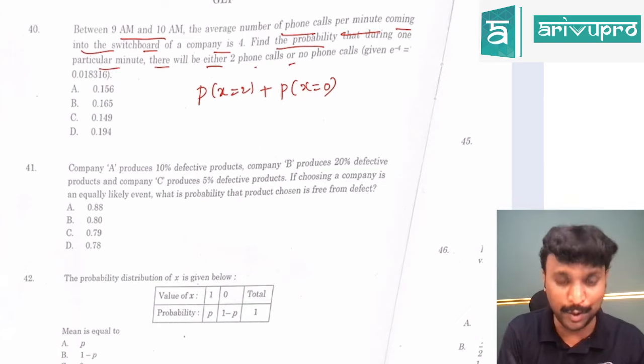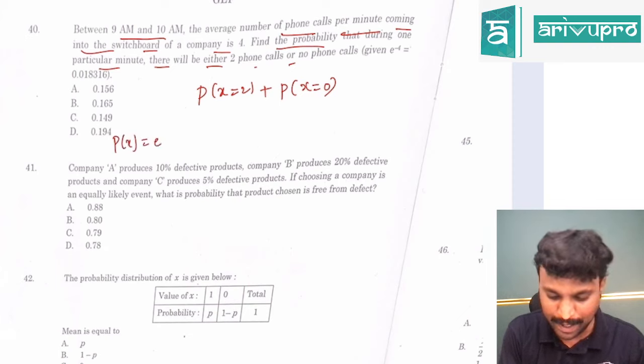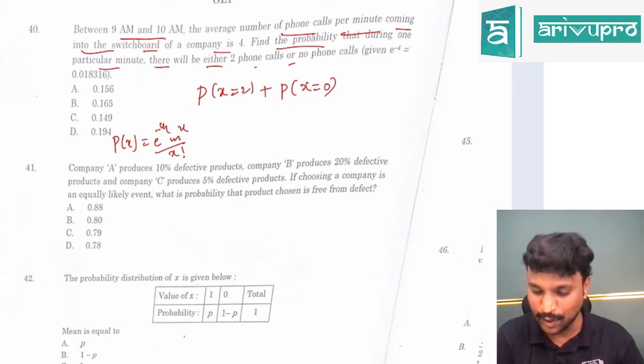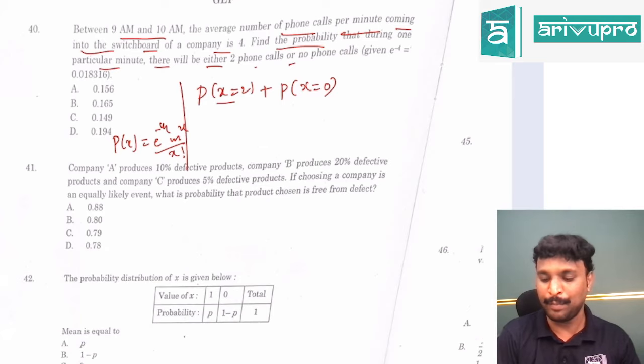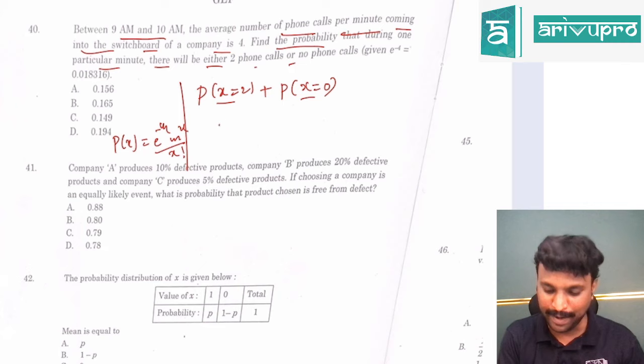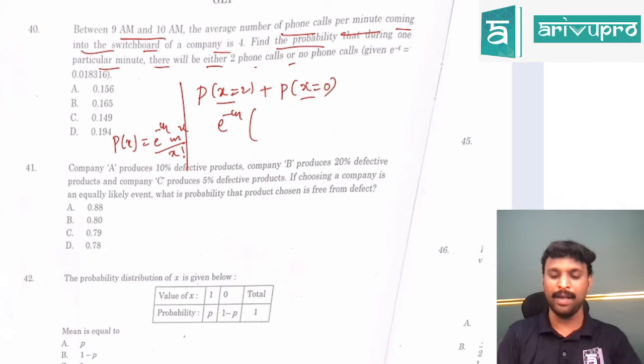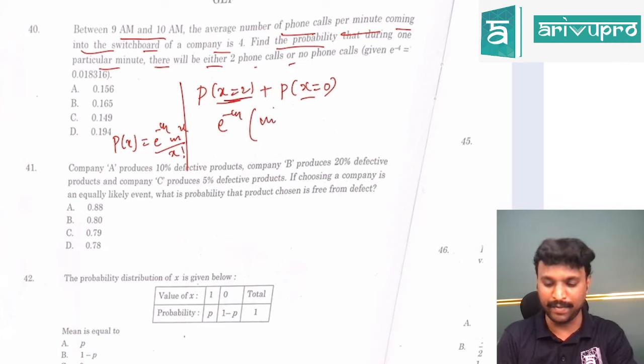So Poisson's distribution, what is P of x, guys? It's e power minus m, m power x by x factorial. This is the formula. Yes or no? So guys, from both P of x, the common thing is e power minus m. So I will take out e power minus m. What will be remaining in the first term? m power 2 by 2 factorial. From the second term, m power 0 by 0 factorial.